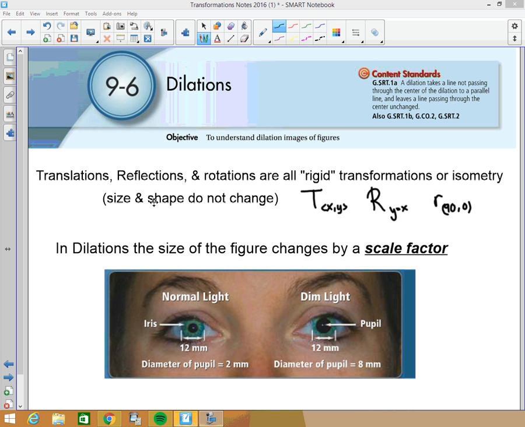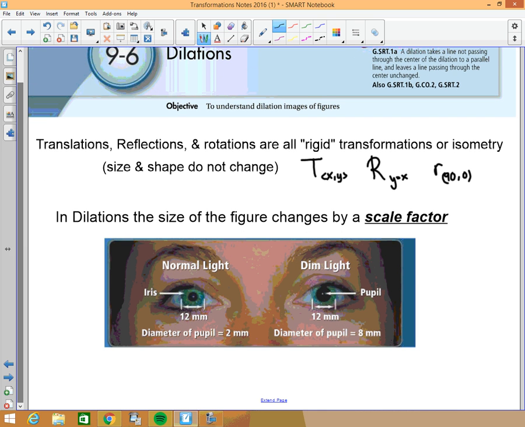Okay, so these are all considered rigid transformations or isometries, and it's because their size and shape does not change, only their location on the coordinate plane or on the geometric plane. So they maintain their size and their shape, the angles, side lengths, and everything stay the same.